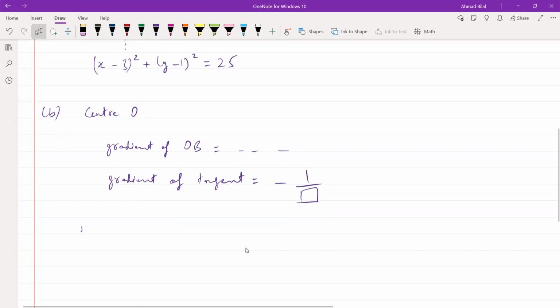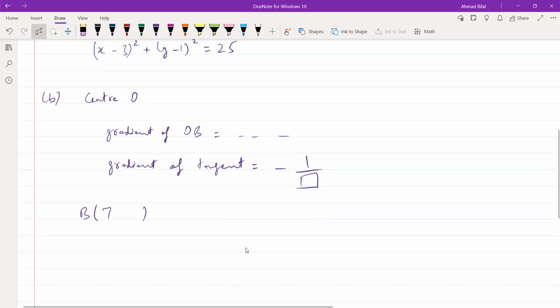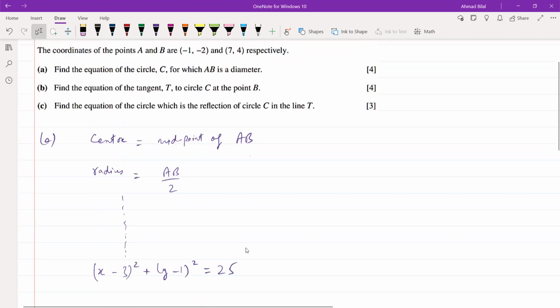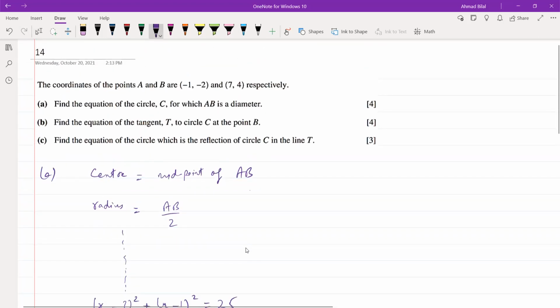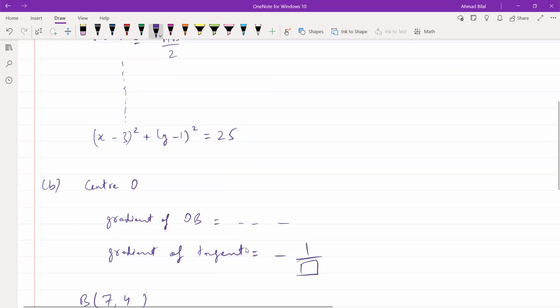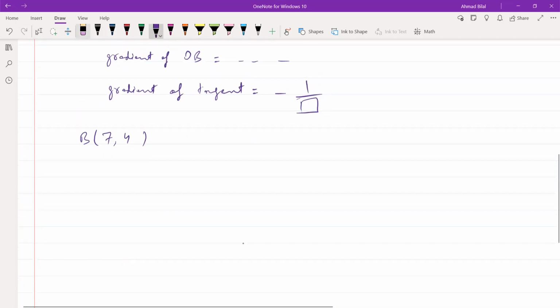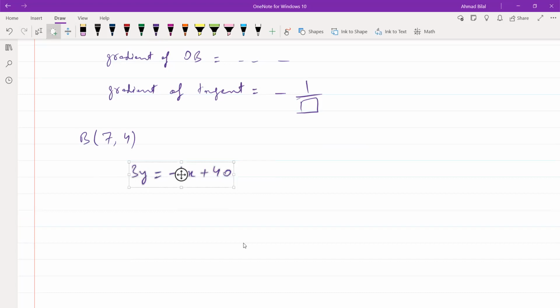You have the point B. Point B is given, it is 7 and 4. You use that point along with this gradient of the tangent to find the equation of the tangent. Okay, now you can work it out. What do you get from that? What is the equation of the tangent? Anyone? Okay, so that is the equation of the tangent that you will get in the second part. That's pretty straightforward. You can do that. Let's look at the last part.